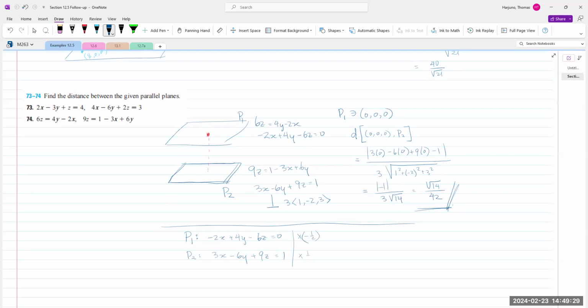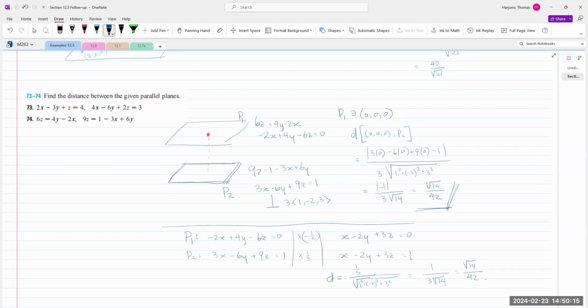And this one I divide by 3. So I end up with x minus 2y plus 3z equals 0, and x minus 2y plus 3z equals 1/3. Okay, now then the distance will be the difference between the constants, which is 1/3, divided by the square root of 1 squared plus negative 2 squared plus 3 squared, which gives you 1 over 3 square root of 14, giving us square root of 14 over 42.